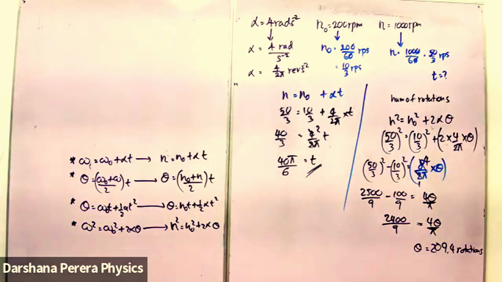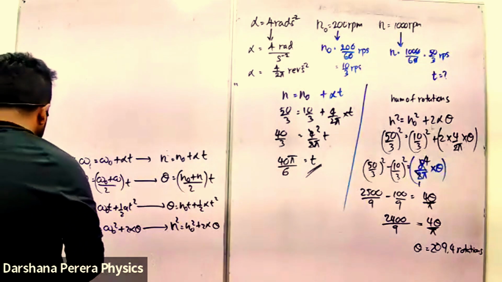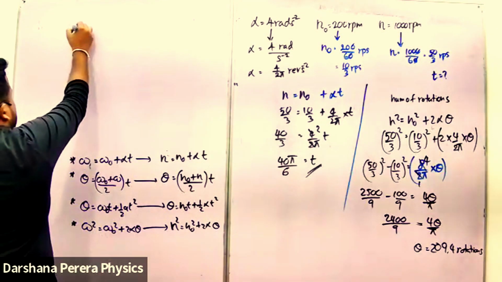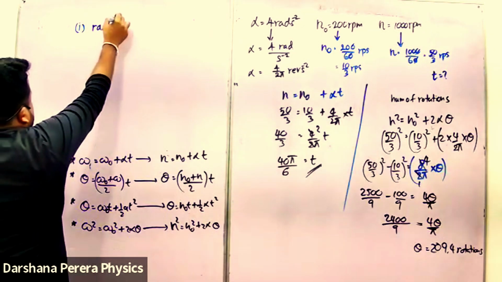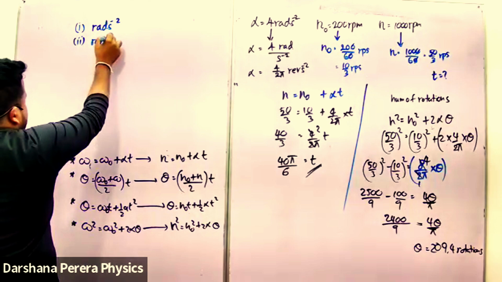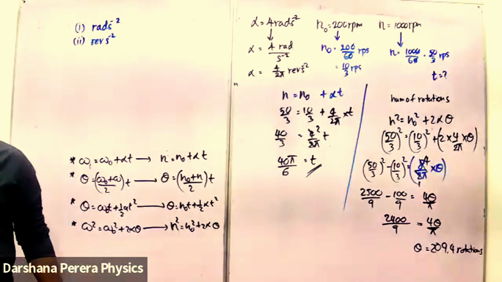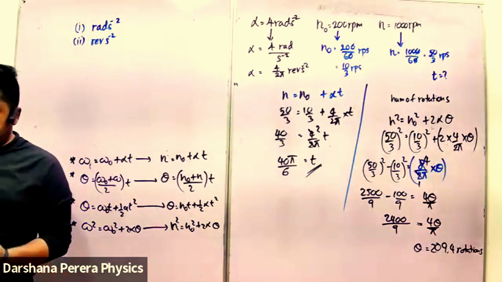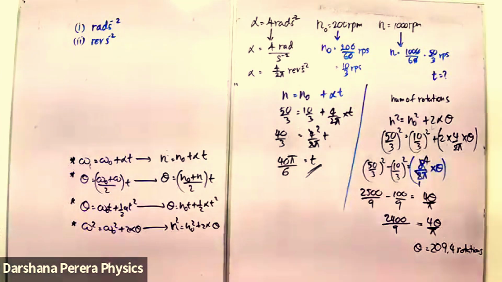Find the angular acceleration of the rotating wheel. Number 1 with units radians per second squared. Number 2 with units revolutions per second squared. Revolutions per second squared, right? Now, find the answers to the problem.